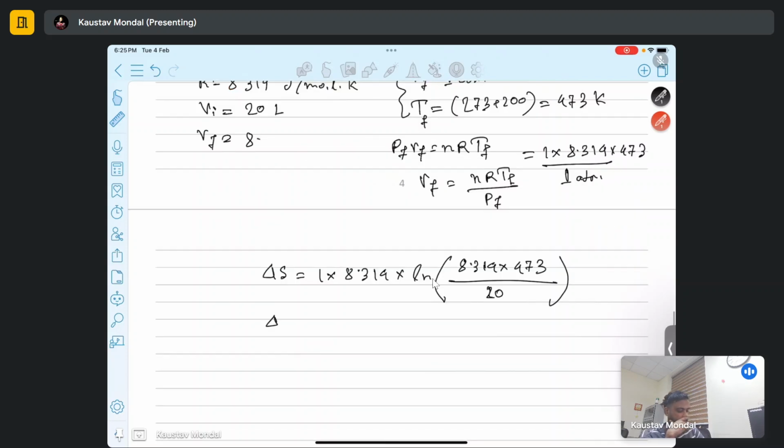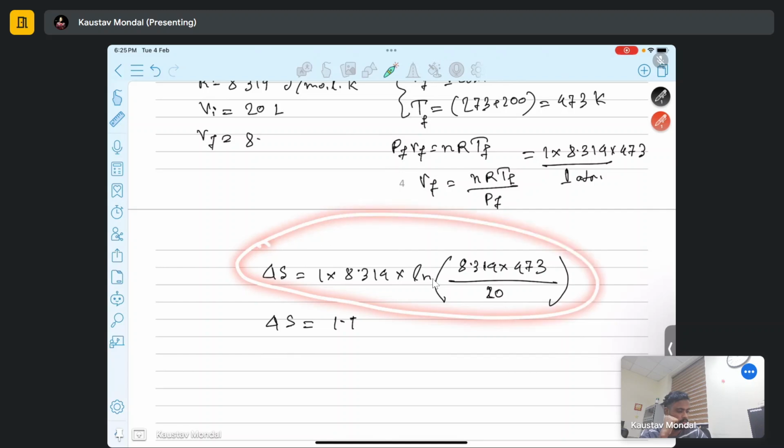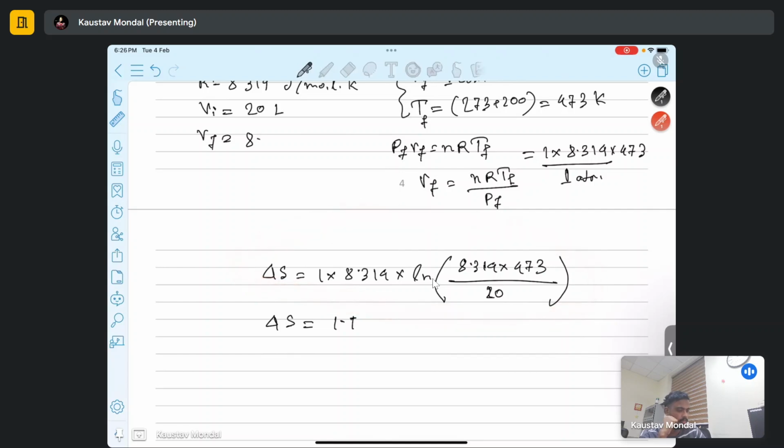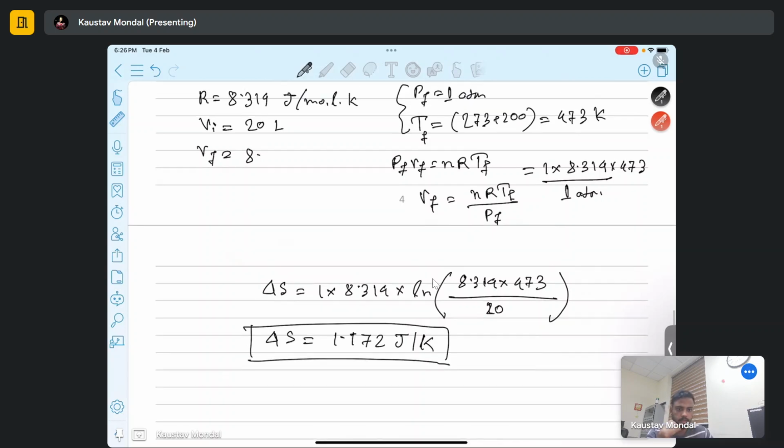Now if you do the calculation for delta S, the problem itself says you should calculate in joule per Kelvin, right? So we substitute all of this. So this will basically give us delta S equal to 1 point... Just calculate this delta S. If you calculate this, you'll be getting delta S equal to 1.172 joule per Kelvin. Okay, so this will be the value of delta S we will be getting.